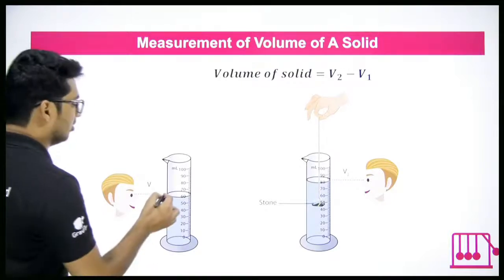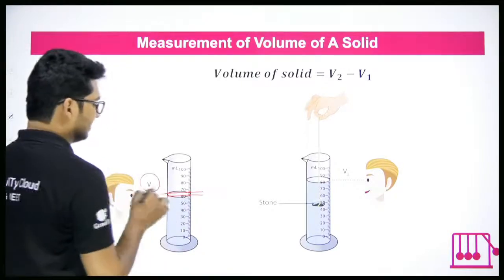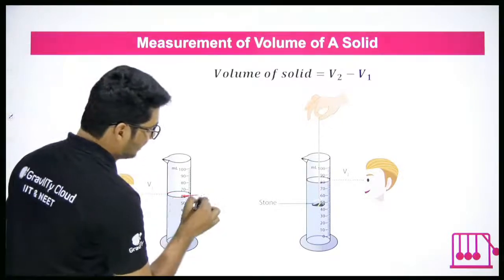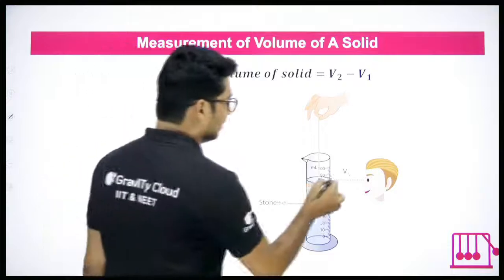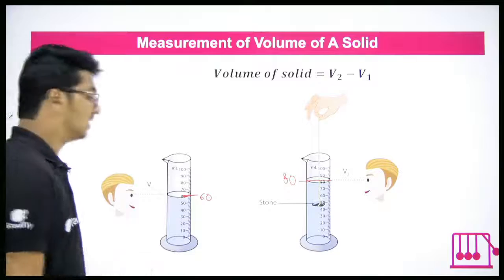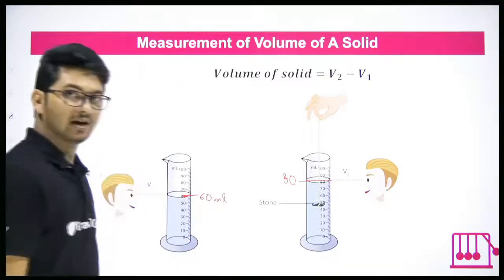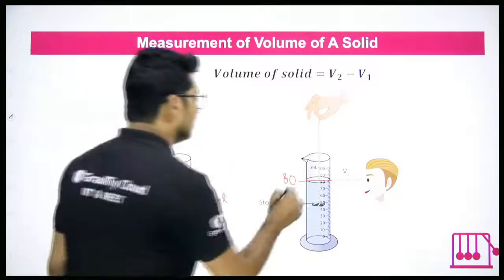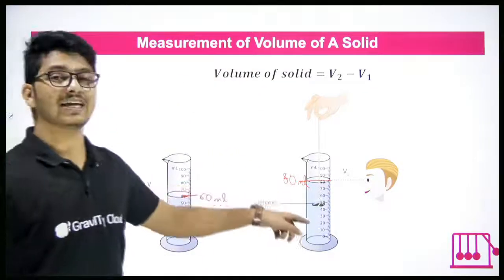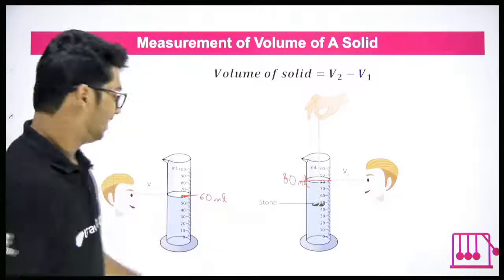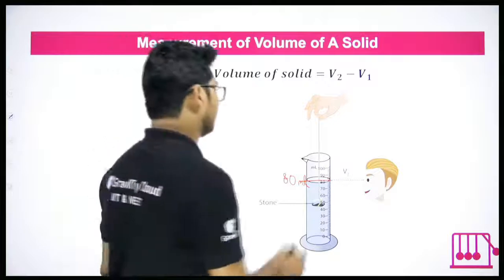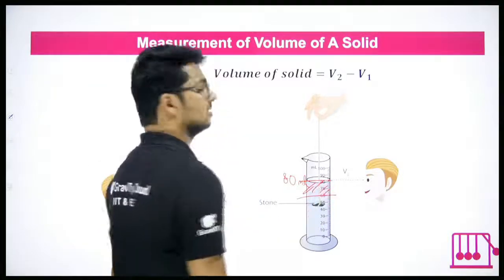Okay, see, initially the volume here is how much? It is given as, let's say, V1. I'll take an example. We'll talk in terms of numbers. So here, let's say it is 60 initially, and now it has become 80. So initially, when there was only water, the reading was 60 ml. But now when there is water and stone, the reading is 80 ml. In the second case, what is extra? The stone is extra. Here there is no stone, here there is stone. The stone is occupying extra space.